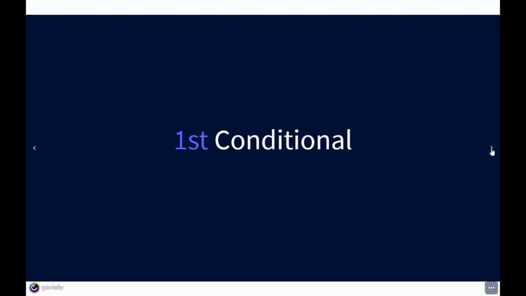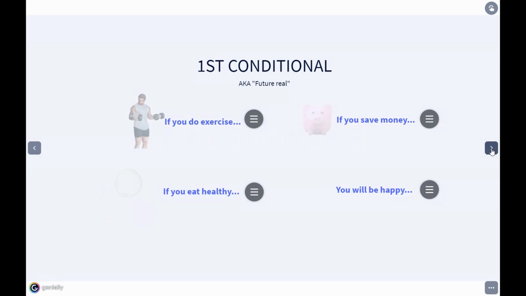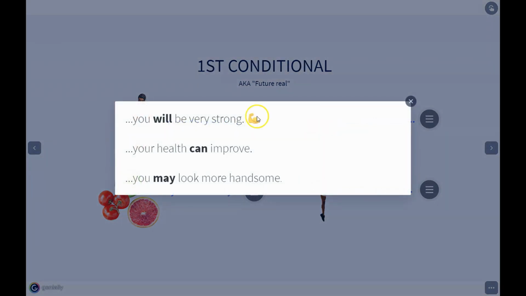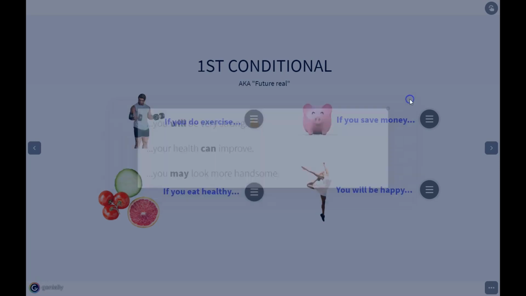Now, the first conditional. It's important to mention that the first conditional is also called the future real. Let's take a look at these examples. If you do exercise, well, you will be very strong, or your health can improve, or you may look handsome. Look at how we are using different modal verbs to express the consequence: will, can, or may.